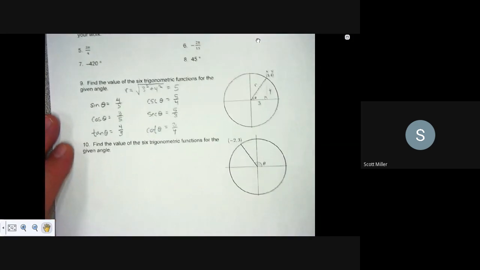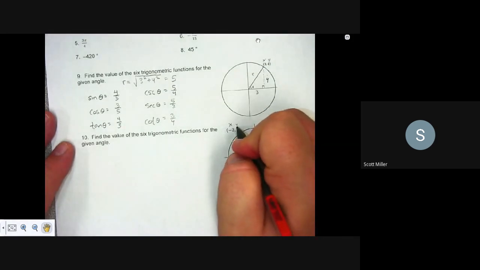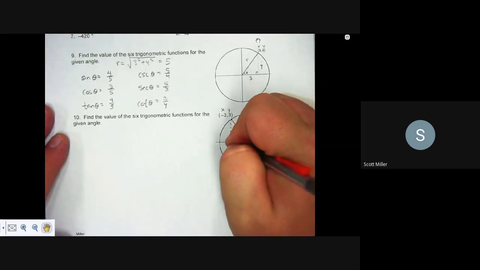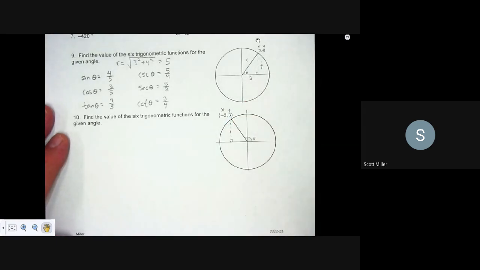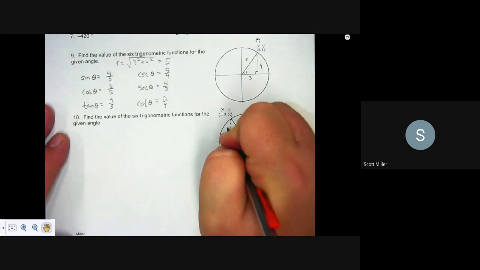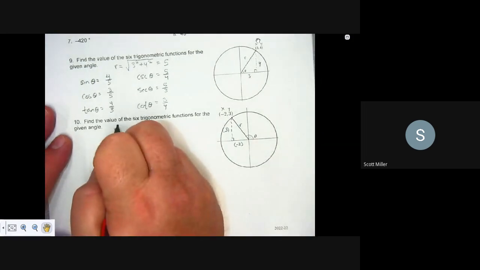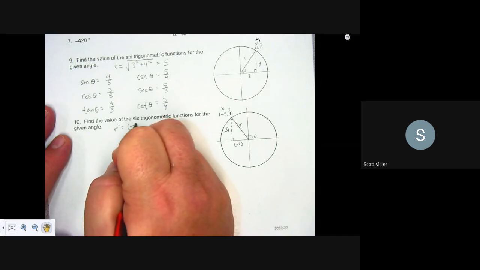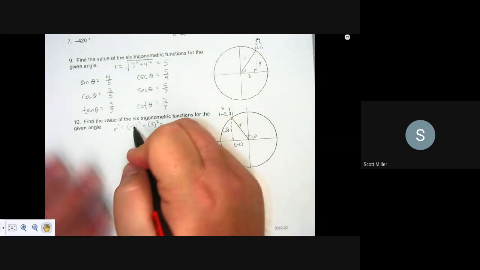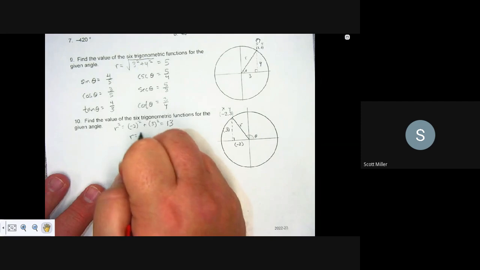Okay? So what if the angle's in quadrant 2? So now I have x is a negative 2 and y is a positive 3. The process is exactly the same. Drop a right triangle to the x-axis. So this value that we use here is negative 2. This value is 3. We still need to find r. And so r squared is negative 2 squared plus 3 squared. So that's going to be 4 plus 9, 13. So r is the square root of 13.